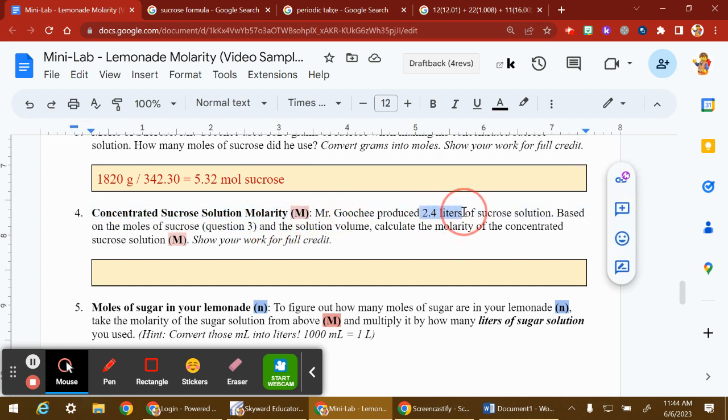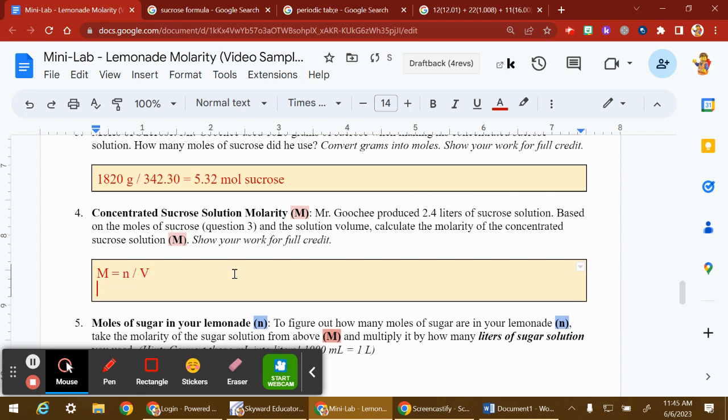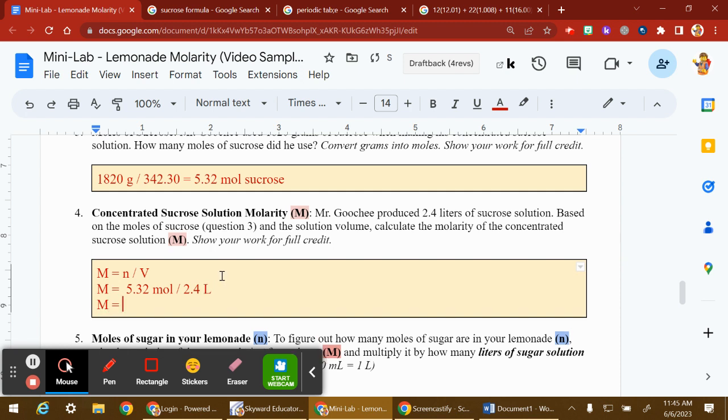Now, what was the molarity of this sugar solution? I produced altogether 2.4 liters of sugar solution. That's syrupy looking gunk. So to figure out the molarity, that's equal to number of moles in the solution divided by the volume of the solution. The number of moles I had was 5.32 moles. The volume of solution I had was 2.4 liters. So the total molarity of this solution was 5.32 divided by 2.4.